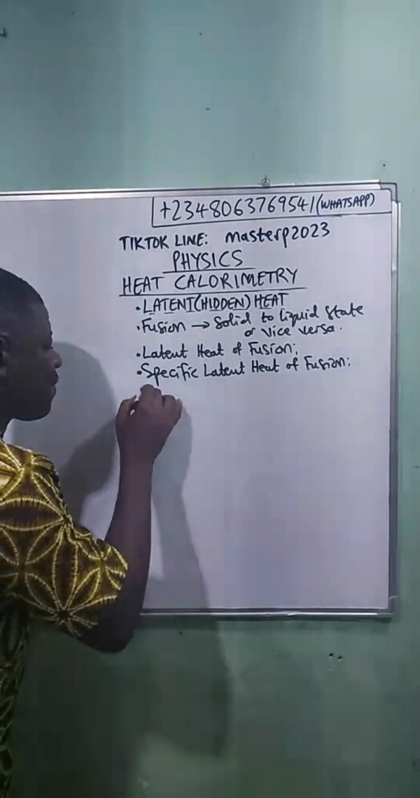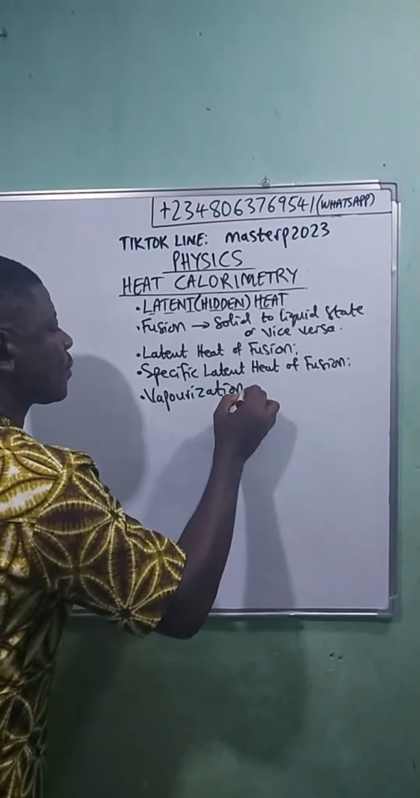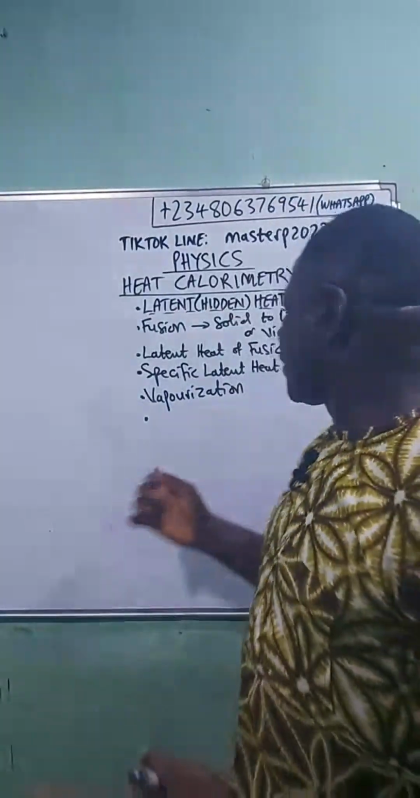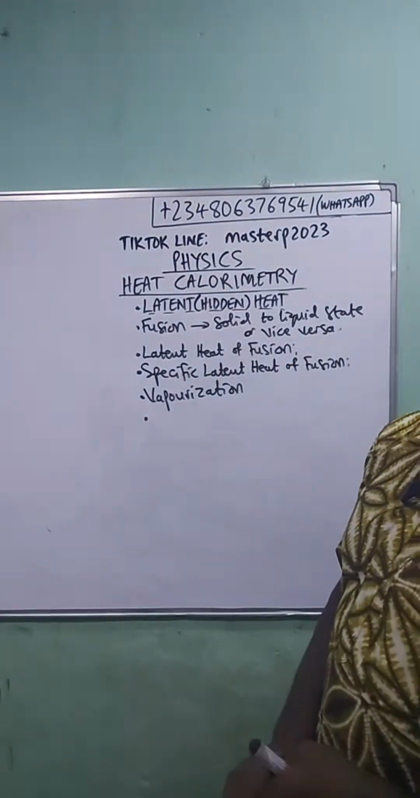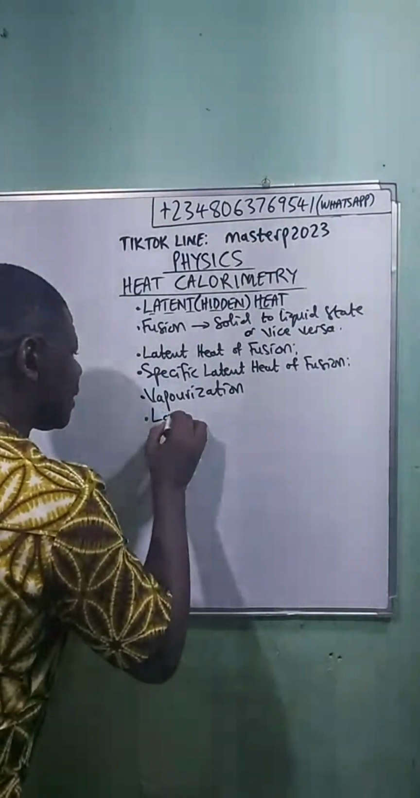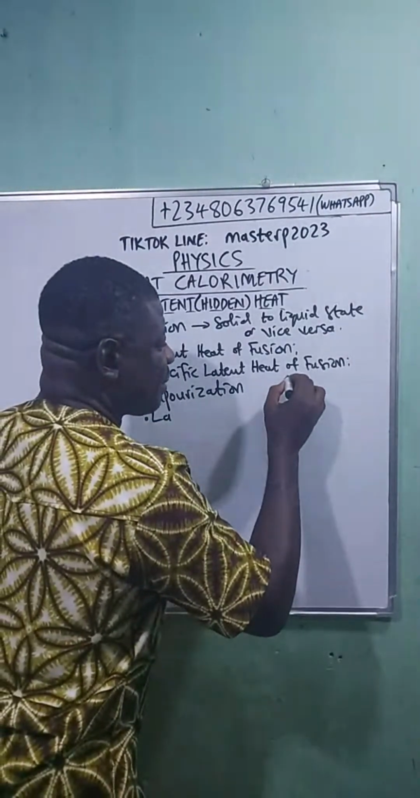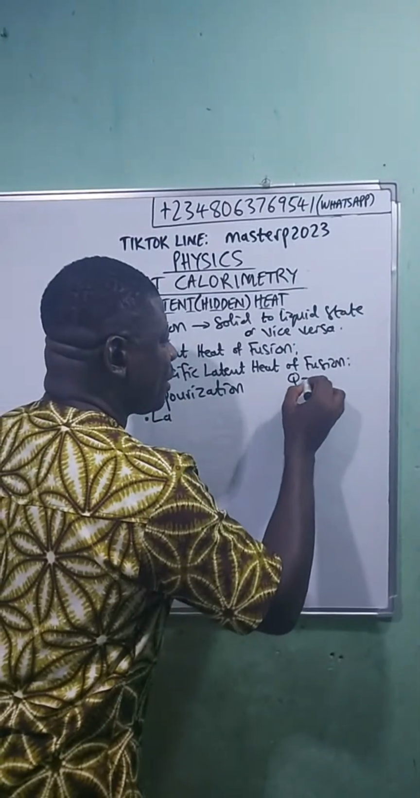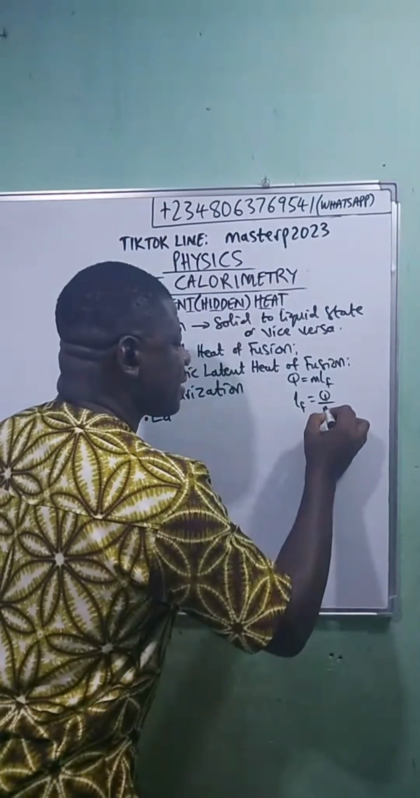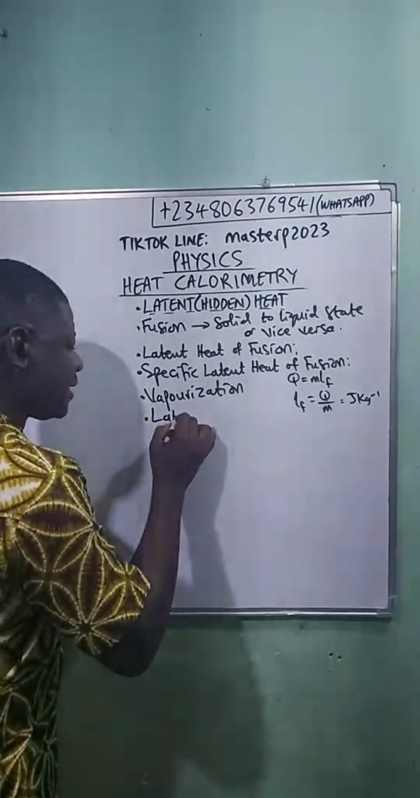Then there's what we call vaporization. Vaporization is a process whereby a substance changes from the what? Liquid state to the what? Gaseous state. That's vaporization. But before I continue, this specific latent heat of fusion can be given as Q equals mLF. Then the specific latent heat of fusion is the heat per unit mass, and the SI unit is what? Joules per kilogram.